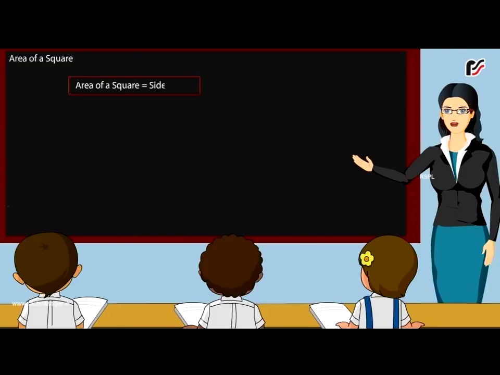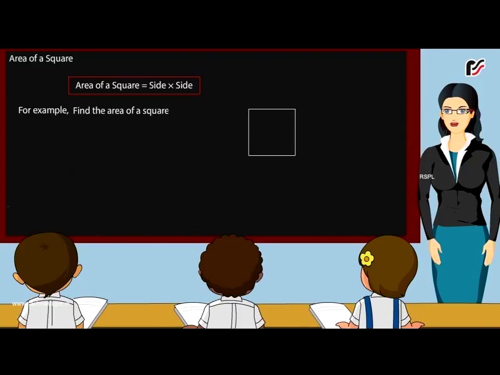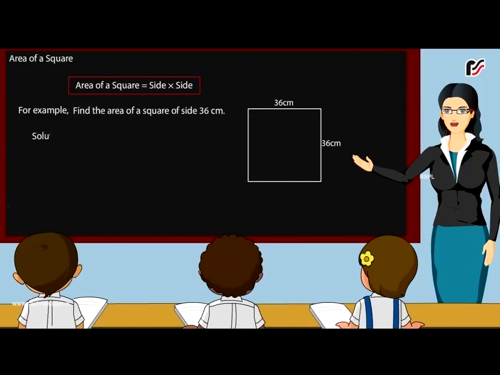Area of a square. Area of a square is equal to side into side. For example, find the area of a square of side 36 centimeter. Area of a square is equal to side into side is equal to 36 into 36 is equal to 996 square centimeter.